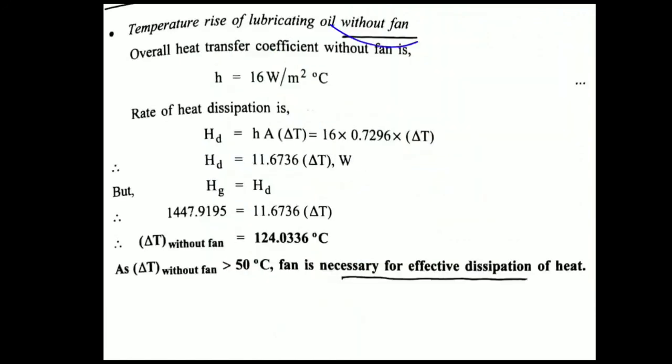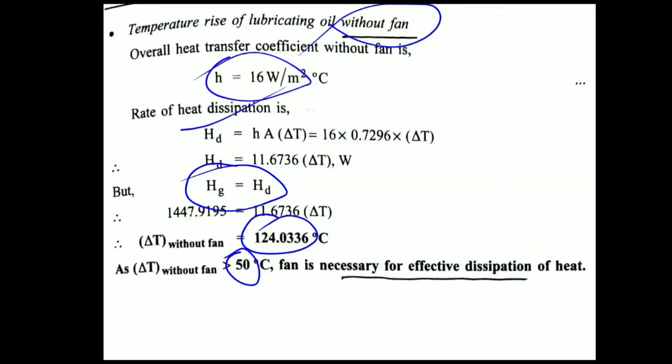Now without fan, the overall heat transfer is given without fan and HA delta T, and compare the heat dissipation and heat generation, we will get 124 degree centigrade, which is more than 50 degree. I told you, when the temperature rise in the lubricating oil without fan is more than 50 degree, a fan is required for effective dissipation, correct? So this will be the numerical. Beyond this they will not ask any numerical. Whatever I have covered, those numericals are more than sufficient.